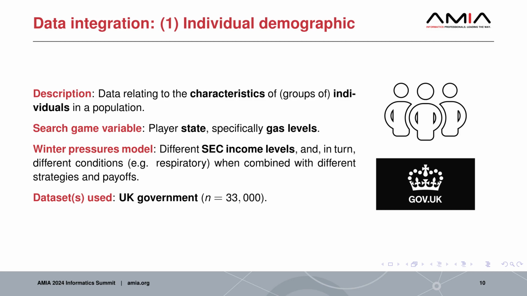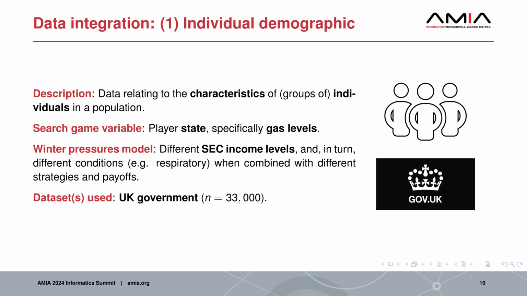So the first, individual demographic data, is data relating to the specific characteristics of individuals or groups of individuals within a population. And how this manifests itself in a search game, from the variables we've seen, is in terms of the state of certain players, specifically gas levels. So we use data to configure the aspects of the players in our game, specifically the seeker.